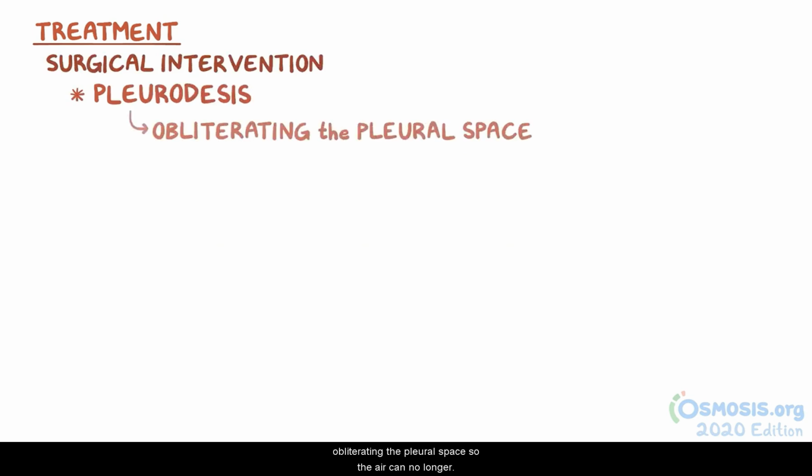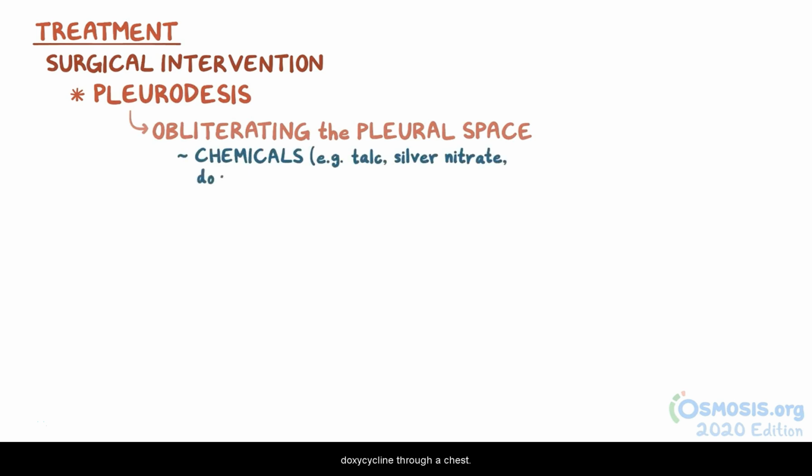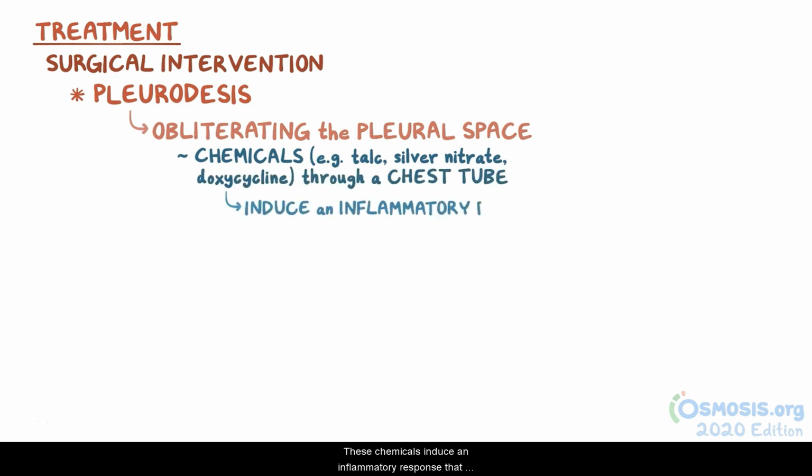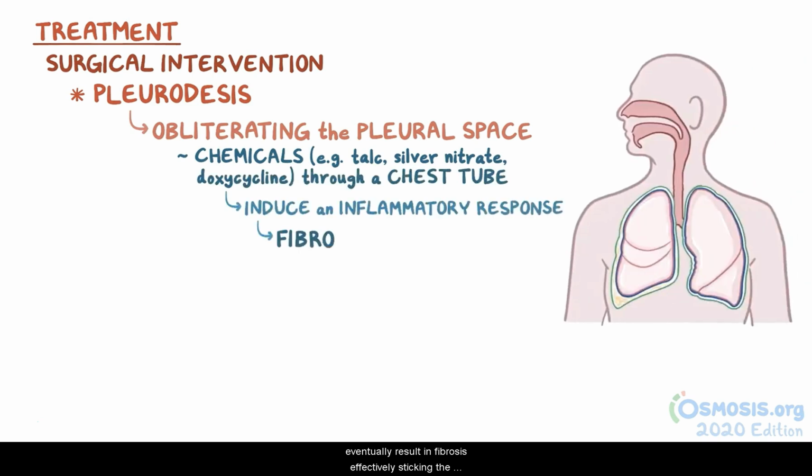The main surgical option is pleurodesis, which is obliterating the pleural space, so the air can no longer accumulate. This procedure can be performed by introducing chemicals like talc, silver nitrate, or the antibiotic doxycycline through a chest tube. These chemicals induce an inflammatory response that eventually results in fibrosis, effectively sticking the visceral and parietal pleura together.